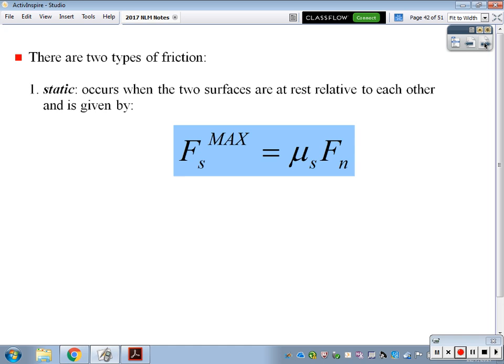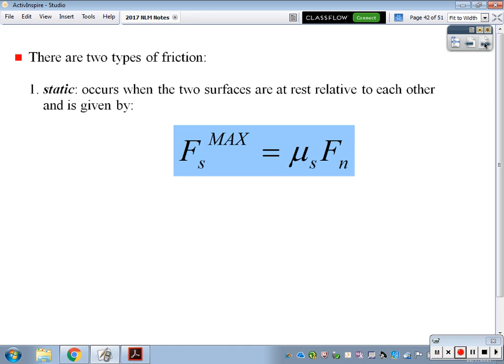Think of a car parked on a hill. You put your car in park on the hill. Is your car moving? Are your tires sliding relative to that road surface? No. But is there friction between your tires and the road surface? Absolutely. That is a static frictional force.